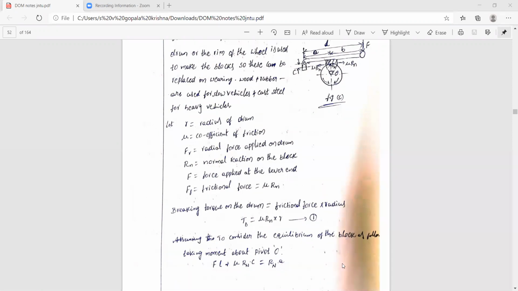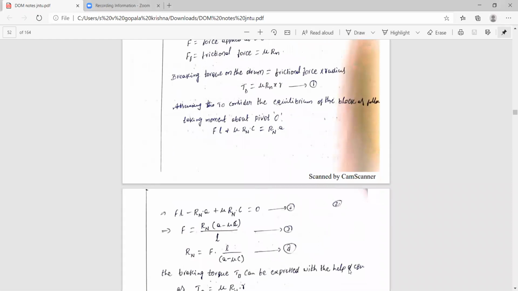The equation can also be written as F L minus Rn into a plus mu Rn into c equals 0. This is equation number 2. From this equation we can find the force at the lever: F equals Rn into (a minus mu c) by L, and Rn equals F L by (a minus mu c). These are equations 3 and 4.